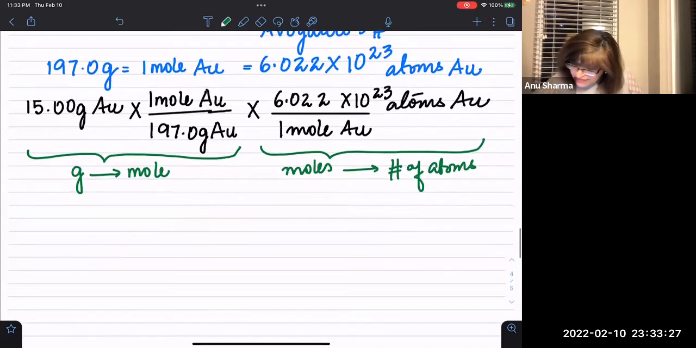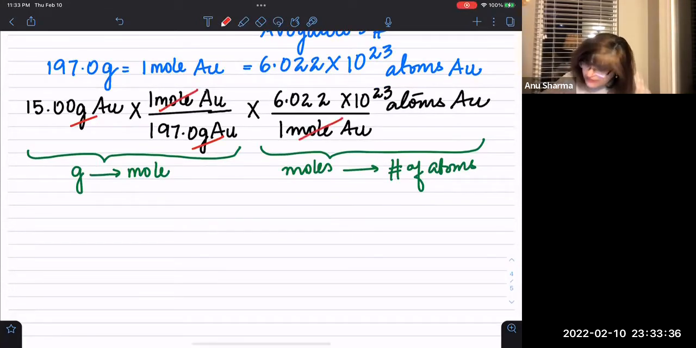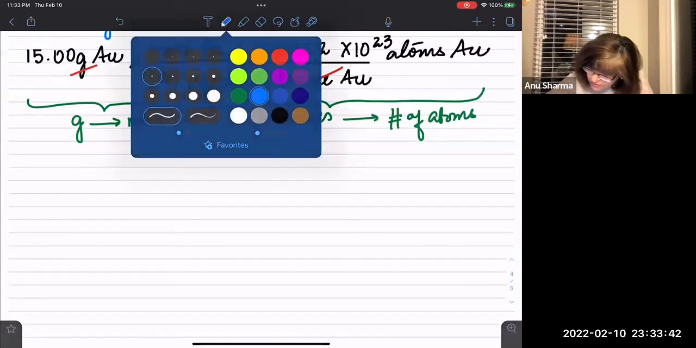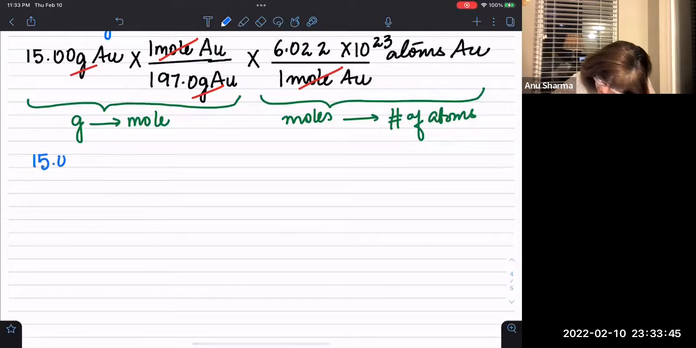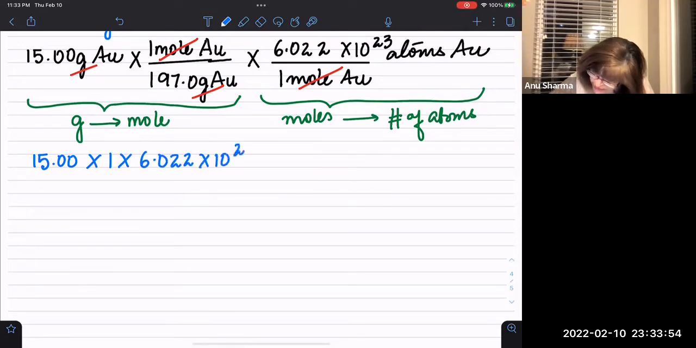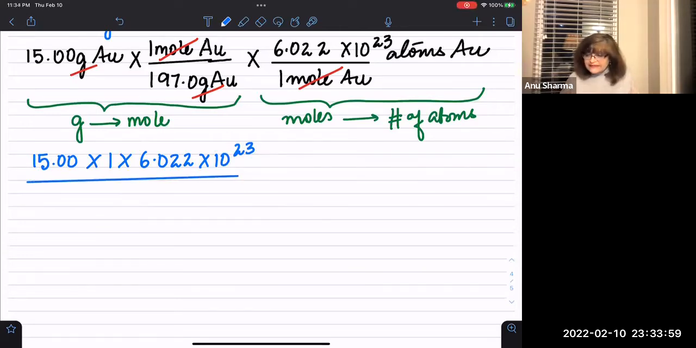All right, so now we see that grams of gold and grams of gold cancel out. Moles of gold and moles of gold cancel out. We only need the number of atoms. So now just do the math, which is 15.00 times 1 times 6.022 times 10 to the power 23, divided by 197.0 times 1.